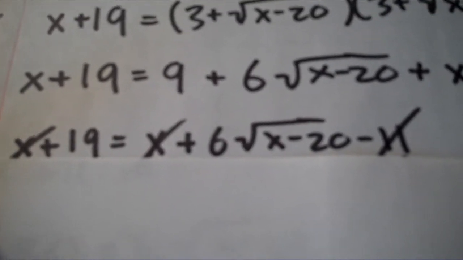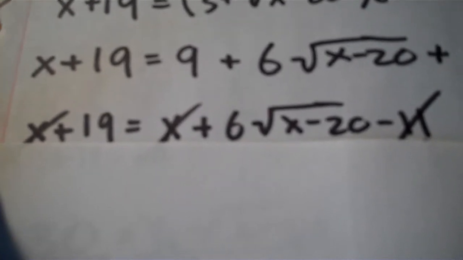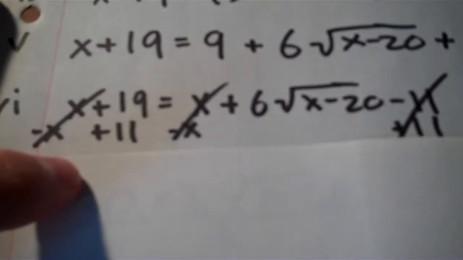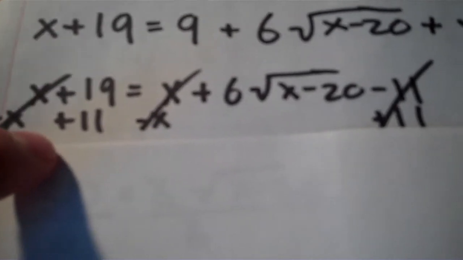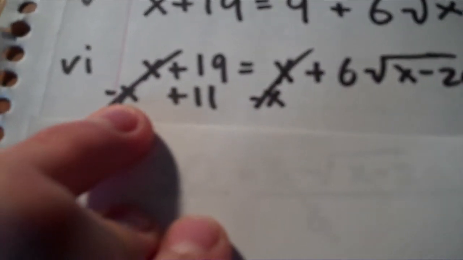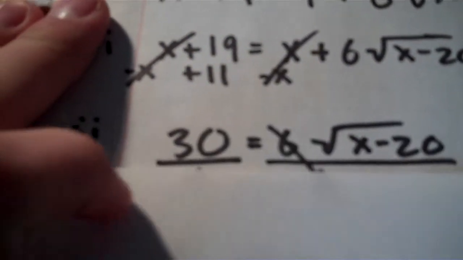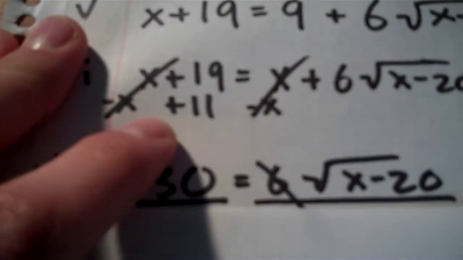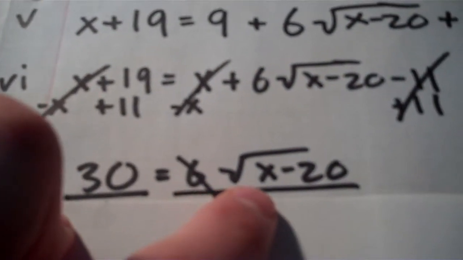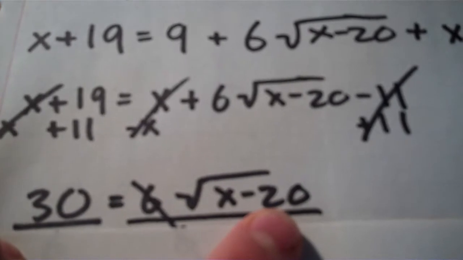Then what I did here is I added, what did I do? I subtracted x from both sides, and I added 11 to both sides to cancel out the x and the negative 11 on this side, so that on this side you see the x cancels out, and then we end up getting 30, because 19 plus 11 is 30, so we get 30 equals 6 root x minus 20.